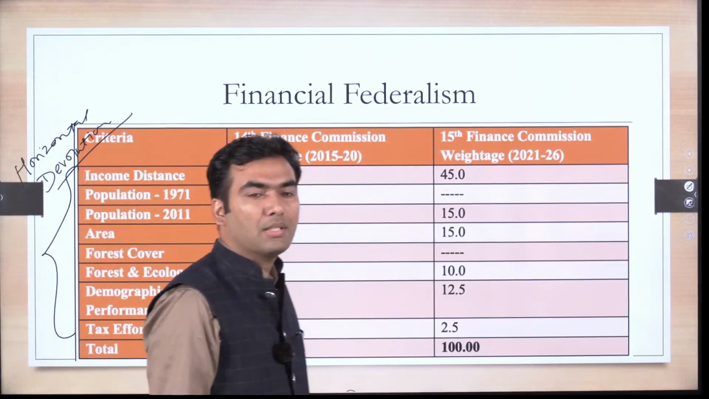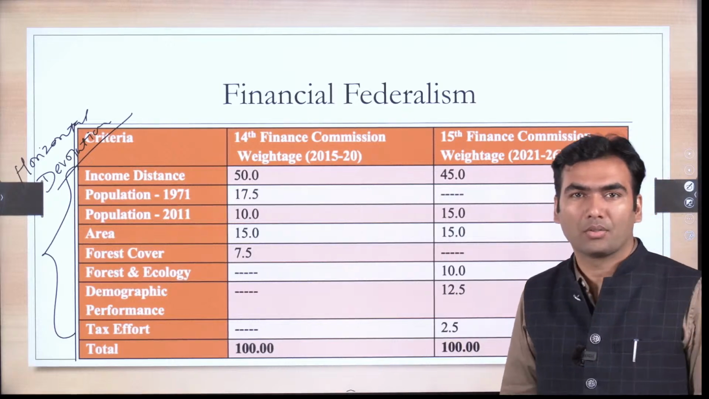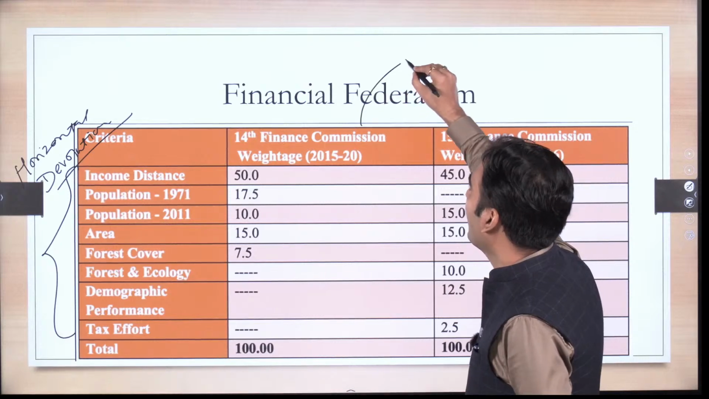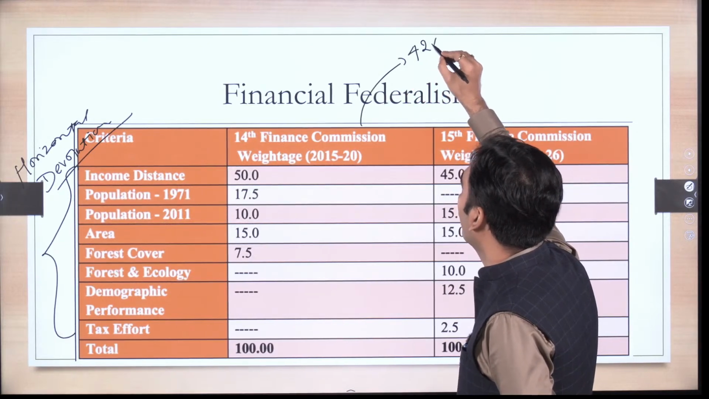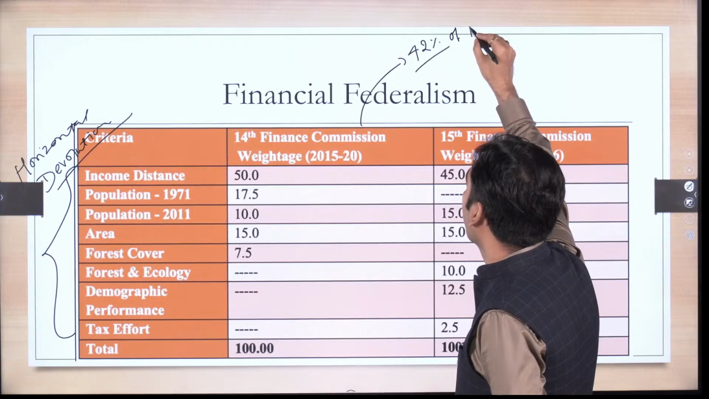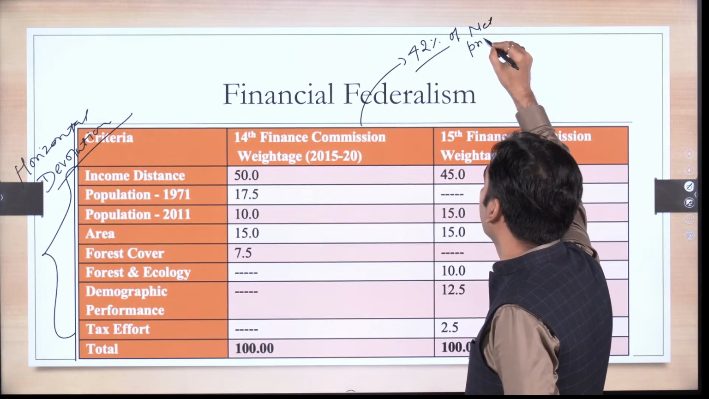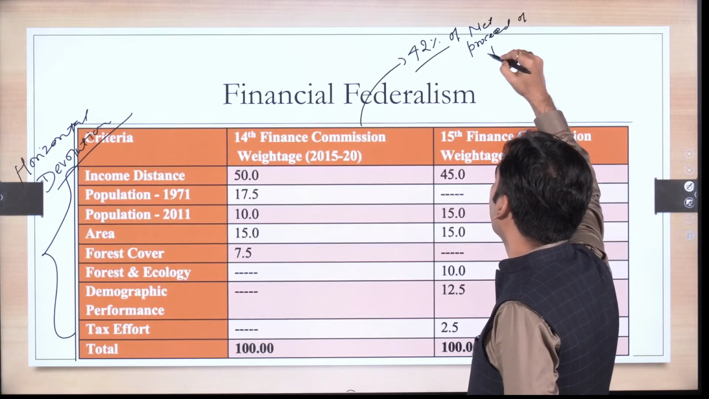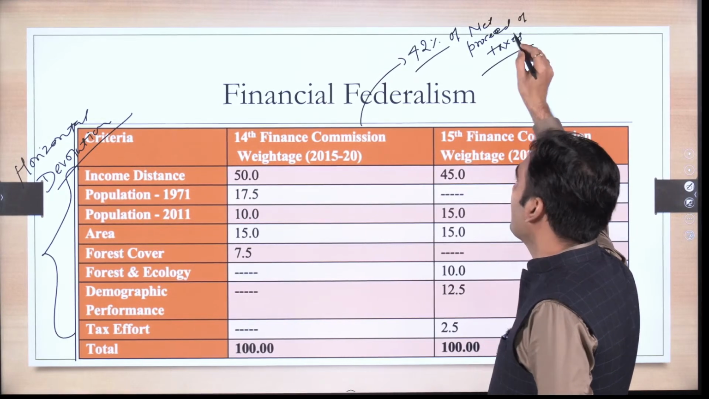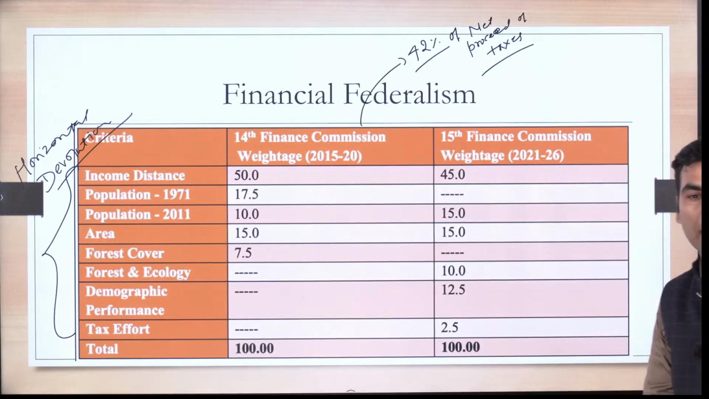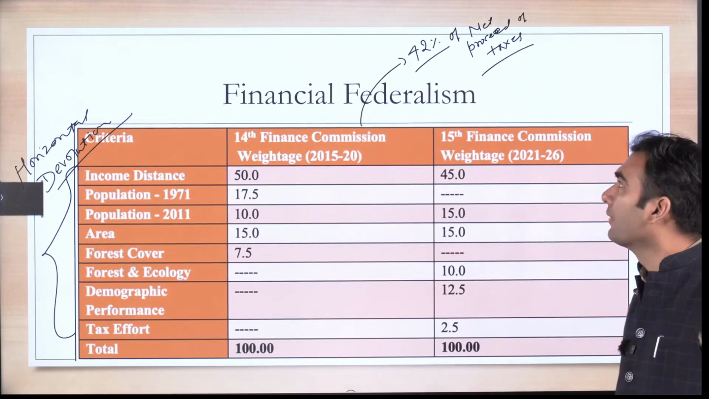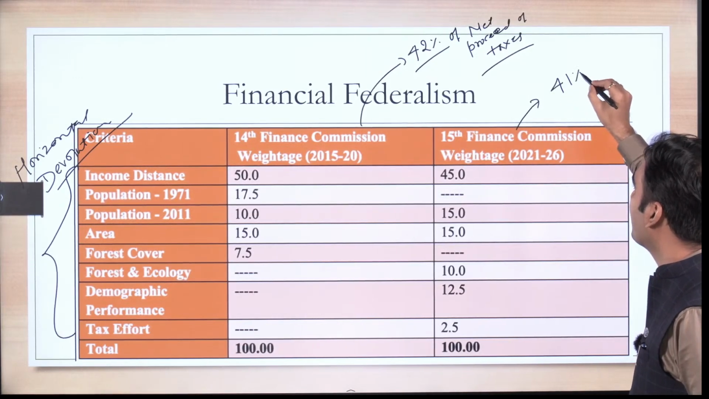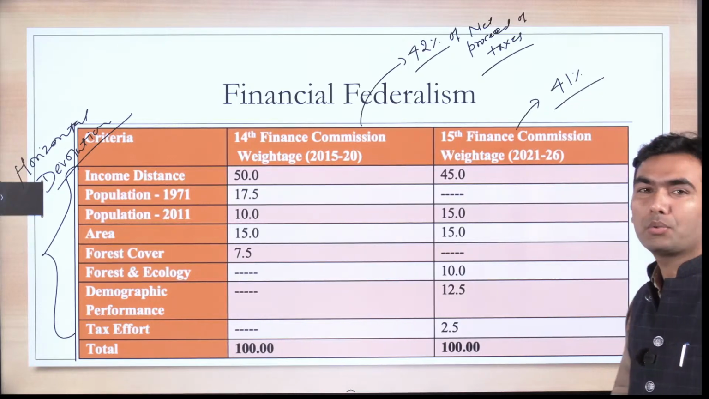Now the first thing first is, what about the vertical devolution? The 14th Finance Commission has said that 42% of the net proceeds of taxes collected by the center must go to the states. Now the 15th Finance Commission said that it should be 41%. Now there are 2-3 things here that you need to understand.